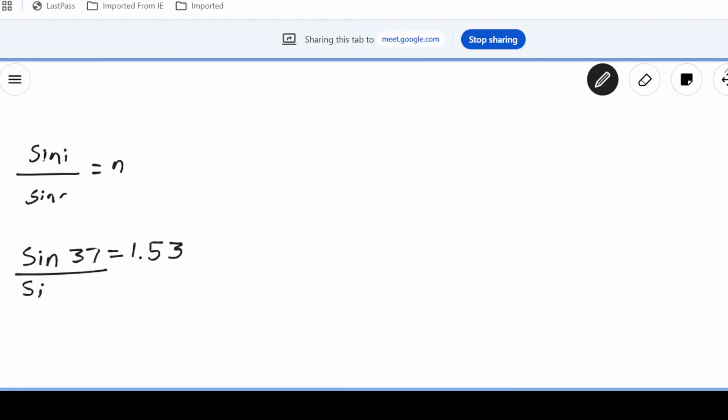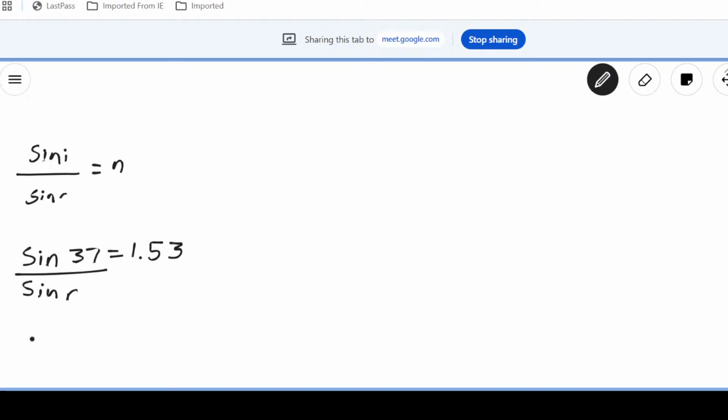Sine 37 over sine r is equal to 1.53. So people transpose different ways. We want to make r the subject, but we can make sine r the subject first. If the subject you want is in the denominator, you could multiply both sides by sine r. That's one way to transpose.